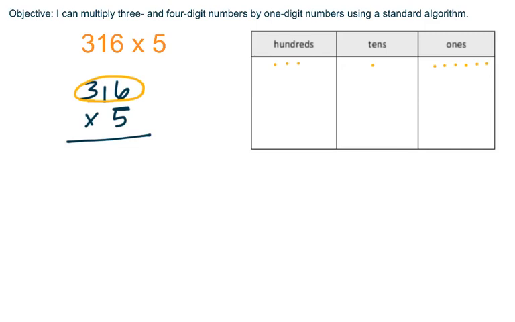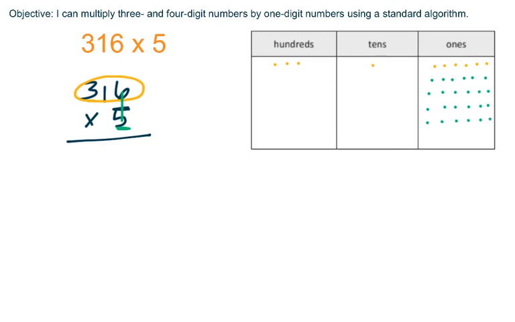Okay. Here we go. I am multiplying by 5, so I need 5 groups. I'm going to start in the ones place. So 5 times 6, I should end up with 30 dots, because 5 times 6 is 30. So I got 6, 7, 8, 9, 10, 11, 12, 13, 14, 15, 16, 17, 18, 19, 20, 21, 22, 23, 24, 25, 26, 27, 28, 29, 30.